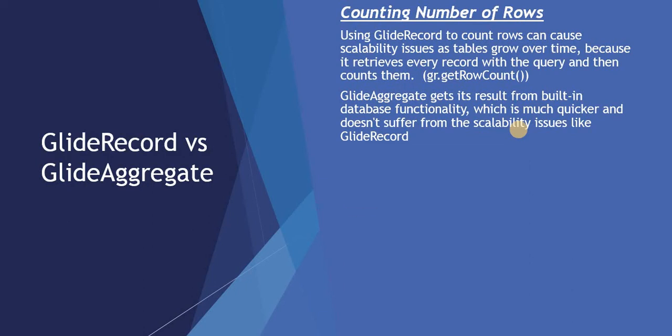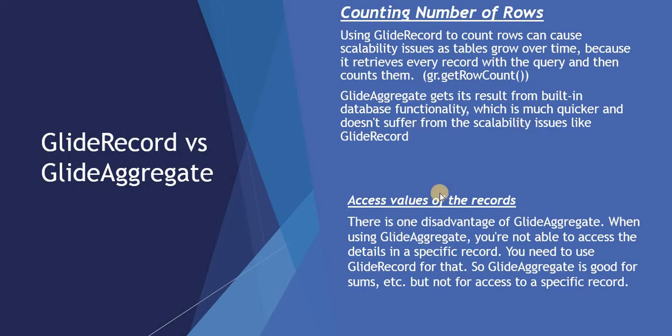So it is more advantageous to use GlideAggregate when you are counting the records, or maybe getting the sum or average of those records. There is one disadvantage of GlideAggregate. When you are using GlideAggregate, you are not able to access the details in a specific record because it is getting all the record values in one go. So you cannot access those values like in GlideRecord. So GlideAggregate is good where you only have to count or take out the sum, minimum or maximum. But if you want to access some specific records, you should go ahead and do it with GlideRecord. If you have to do both activities, then it's better to use both of these in conjunction. For example, you use GlideAggregate to count the records, and then you want to run GlideRecord for the number of times you have to retrieve those records. So it really depends on your use case, or what you are trying to achieve.